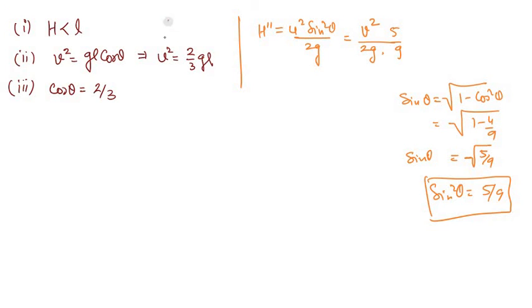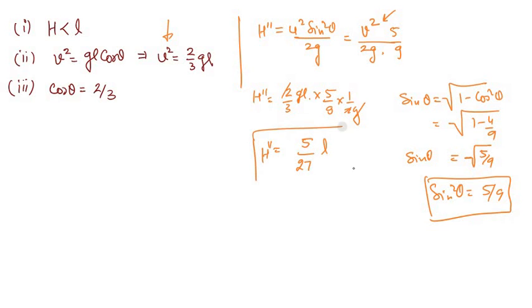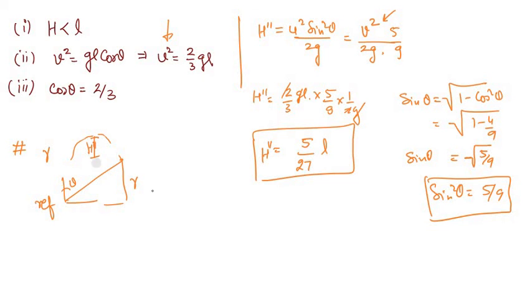Now you can substitute this u square here. You will get h double prime is equal to 2 by 3 gl into 5 by 9 into 1 by 2g. This g will cancel, 2 will cancel. So this is 5 by 27 of L, h double prime. So from this reference we have some distance at angle theta from here. This distance was r, and now the projectile maximum height will be your h double prime. So your maximum height, h maximum, will be r plus h double prime.